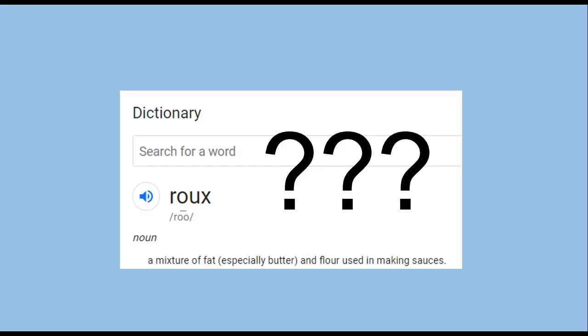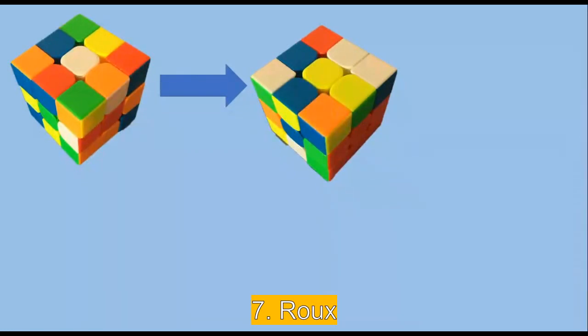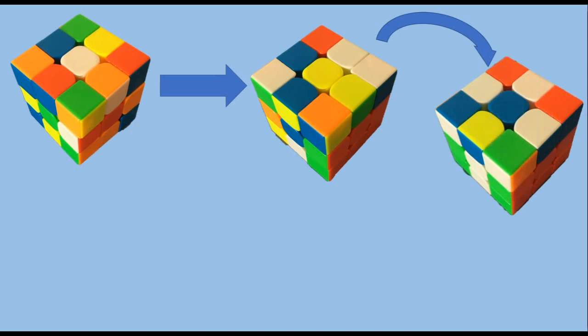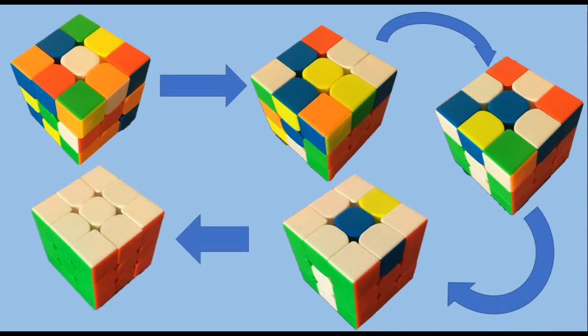Another method in addition to CFOP that is becoming increasingly popular for OH and people are starting to pick up on 3x3 is called RU. Here's how it works. First, you solve a 1x2x3 block on either the left or the right side. Then you solve another 1x2x3 block on the opposite side. Then you solve the top layer corners in one algorithm. And lastly, you finish up the cube with just M and U moves.